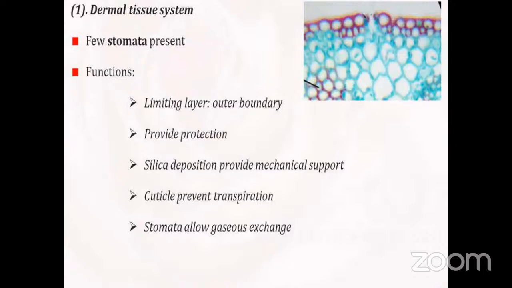Coming to the dermal tissue system functions, it is the limiting layer, that is the outer boundary. Then it provides protection of inner parts. And silica deposition provides mechanical support. Sometimes these plants, not paddy, other plants, grow tall. When they grow tall, there is danger of falling down. So the silica deposition makes them strong. Then cuticle prevents transpiration and stomata allow gaseous exchange. In this way, these are the functions of the dermal tissue system.